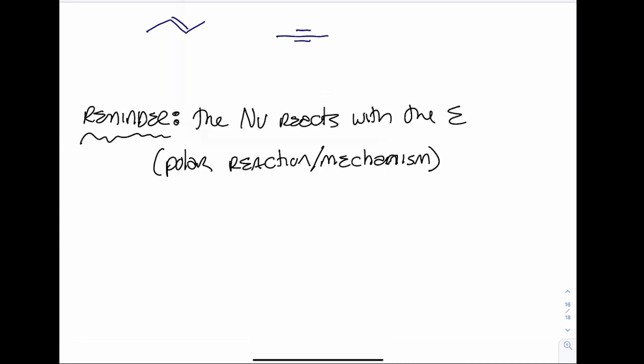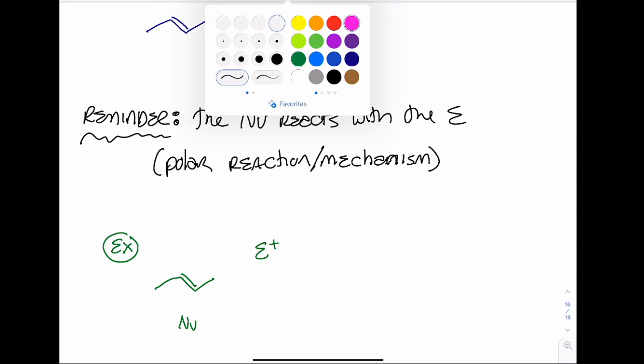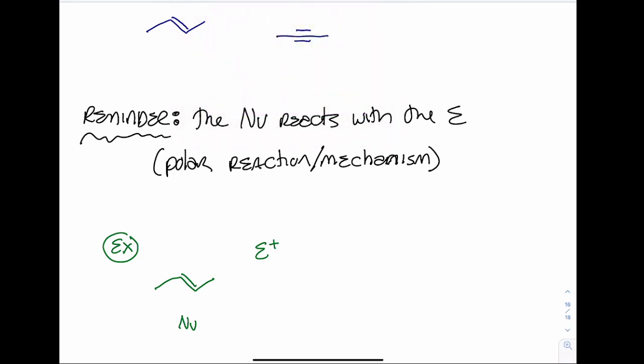As an example, if I take this alkene, it's nucleophilic, I have pi electrons, and then I'll just use E+ for a generic electrophile. Remember, our arrows always go from the nucleophile to the electrophile, from the source to the receptor. So those could react with each other, and I could form a bond between one of those two carbons and that electrophile.